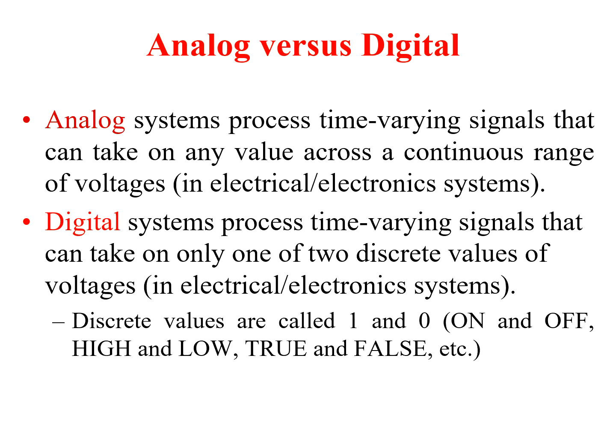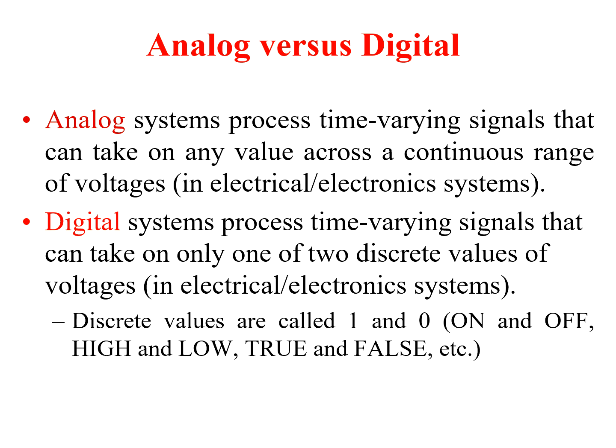There is a difference between analog and digital. An analog system is represented with time varying signals that can take on any value across a continuous range of voltage, and it is used in electric and electronic systems. The next is digital.